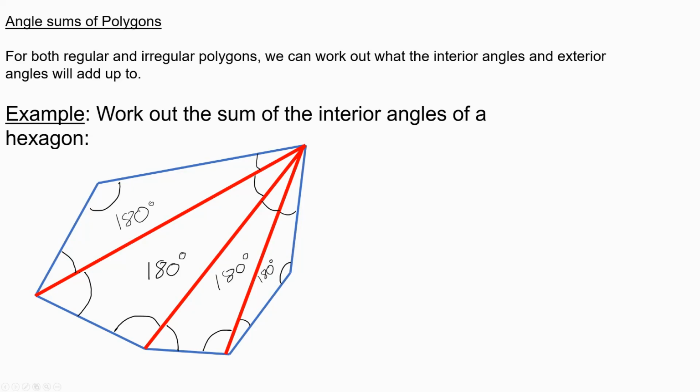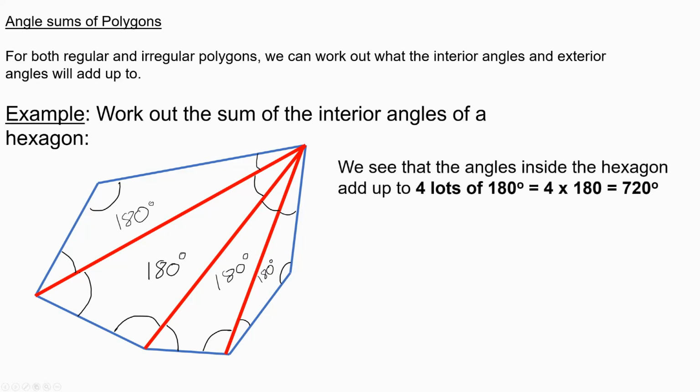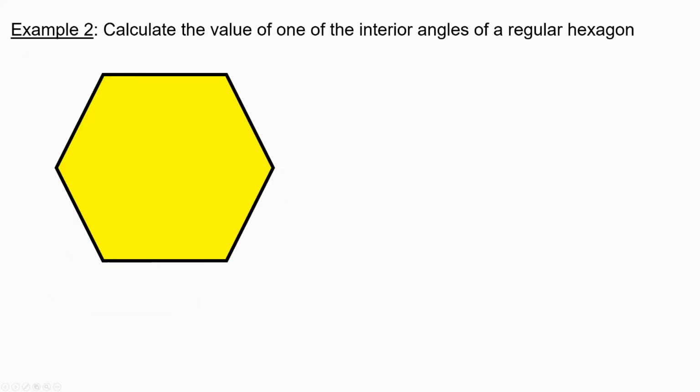Now there's 4 lots of 180 because angles in a triangle add up to 180. So to work out what the angles in the hexagon add up to, we just do 4 times 180, which is 720. So we know that the angles in a hexagon add up to 720.